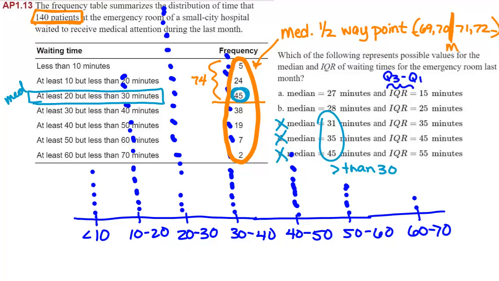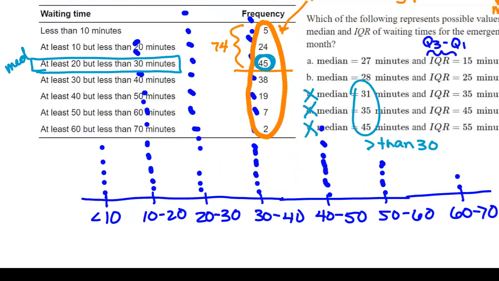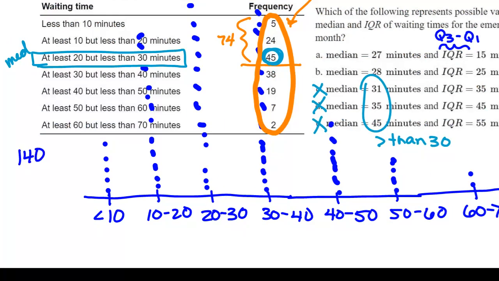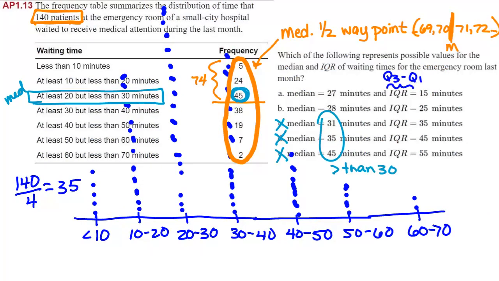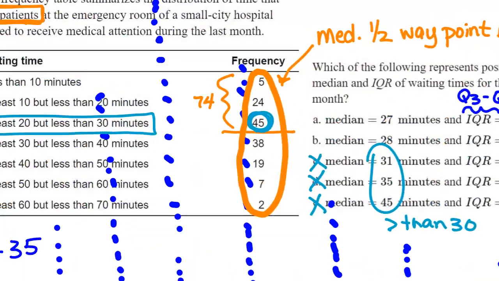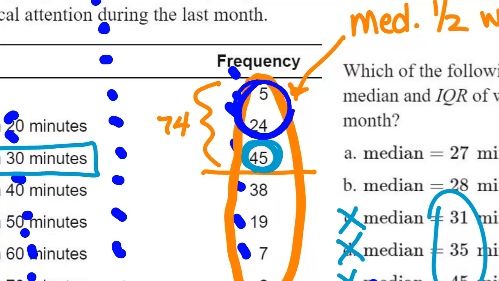If there are 140 people, I'm going to divide that into quarters. I get 35. So I'm going to go 35 from each direction. Well, if I add these two right here, that gets me at 29. So the 35th person is going to be somewhere in this group too, right? Here's the 35th person.